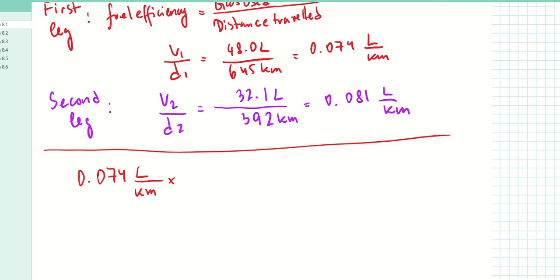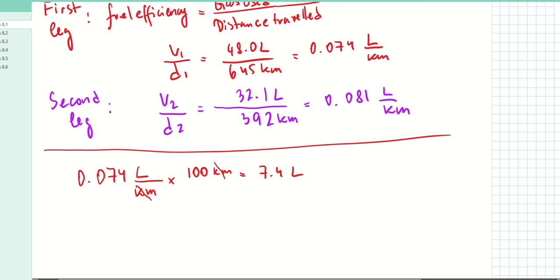So all I have to do here is multiply by 100, and this will tell you the rate of liters per 100 kilometers. If I multiply by 100 kilometers, the kilometers and kilometers will go away, and you're going to be left with the volume that it took to drive 100 kilometers. So the value that you're going to get here is the liters of gas that it took to drive 100 kilometers, or the amount of fuel per 100 kilometers. So in this case, we're going to get 7.4 liters for the first leg.